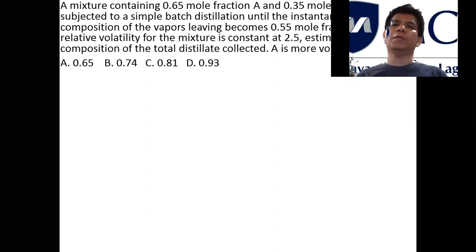Relative volatility is given as 2.5. Basically, you are just asked to estimate the average composition of the total distillate collected. Basically, you're asked to solve for XT. A is more volatile than B. So basically, ganun lang yun. You just need to use alpha AB is equals to y sub A over X sub A divided by y sub B over X sub B to find XW.